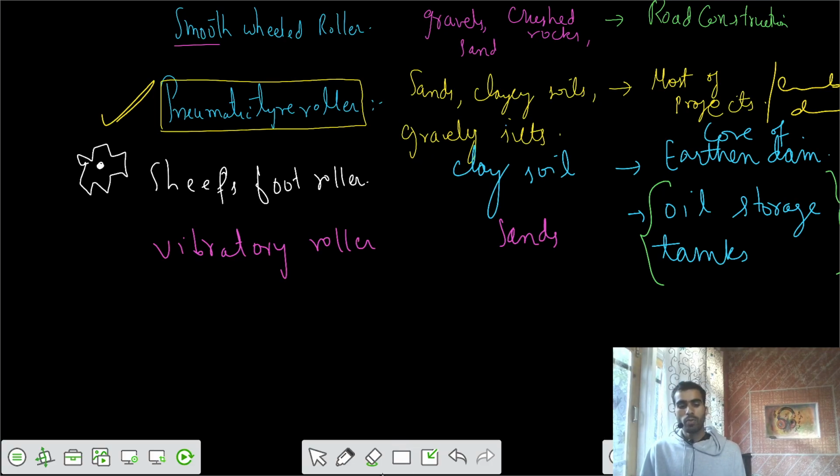Let's say that we have a project, and you should tell me which side of optimum you should prefer to compact the soil. Let's say I have a project of the core of an earthen dam. I have to compact the core of the earthen dam.